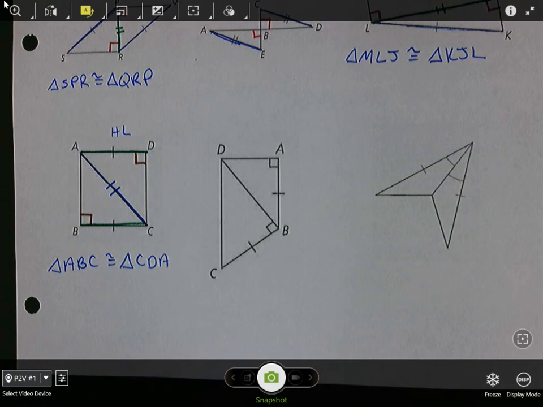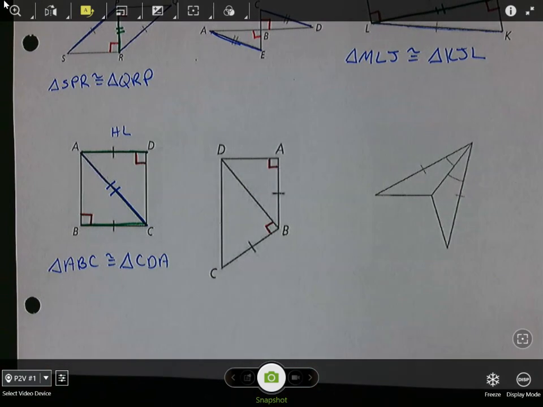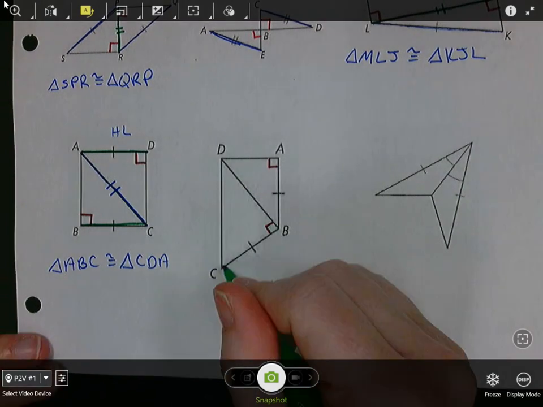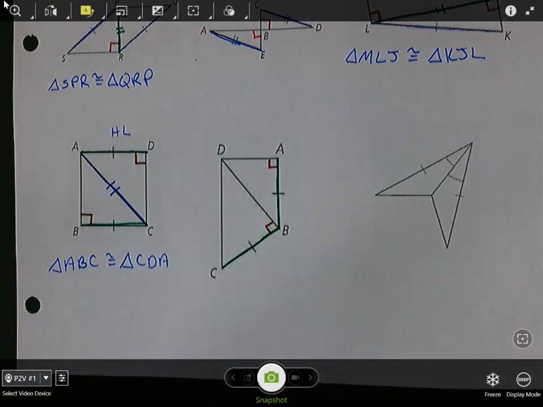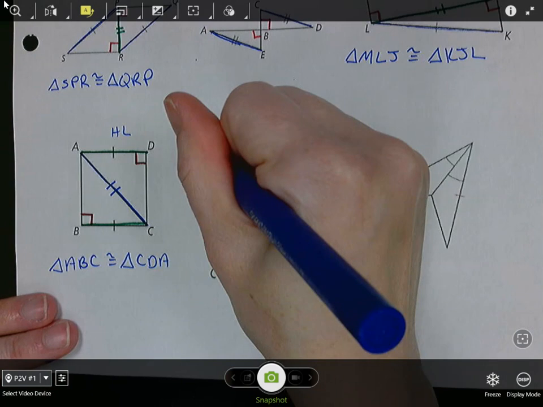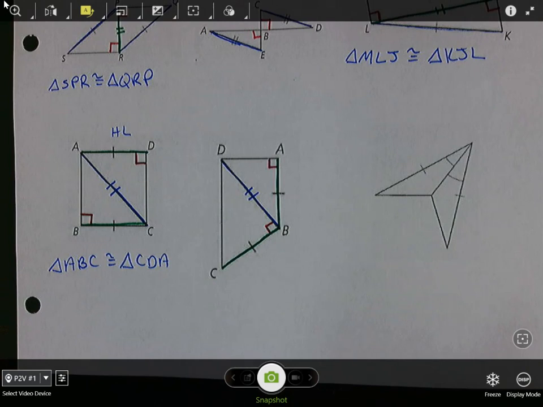Okay. Next one. Here's a pair of right angles. Here's a pair of sides. And then they share a side. Okay. So you need to determine, are there right angles? Are the hypotenuses congruent? And is a pair of legs congruent? Abby, what would you say? I'd say it is. All of them are congruent.